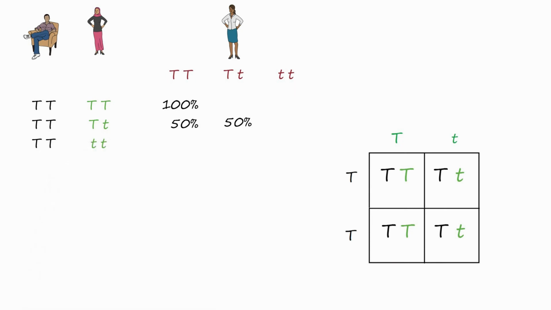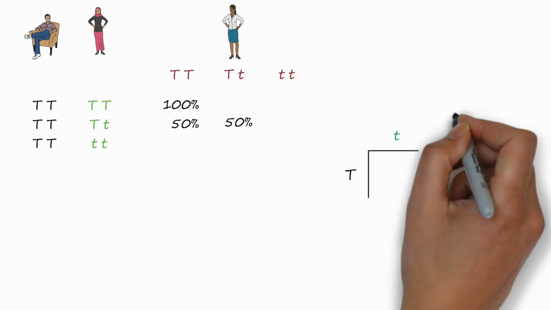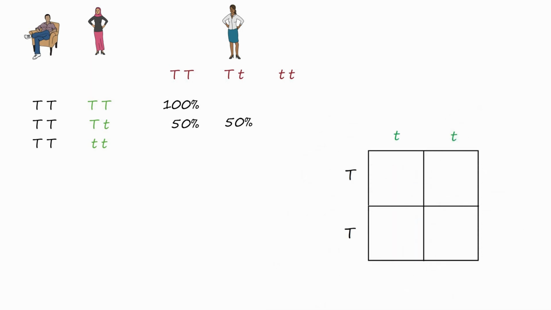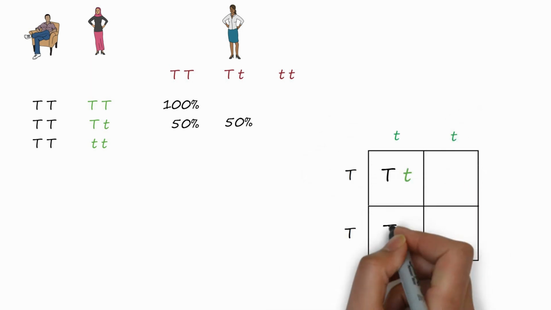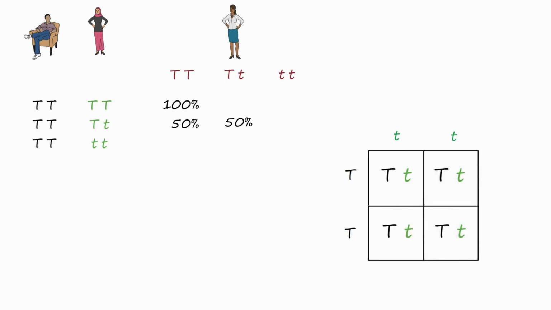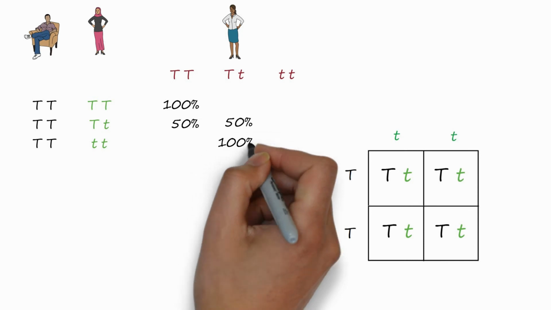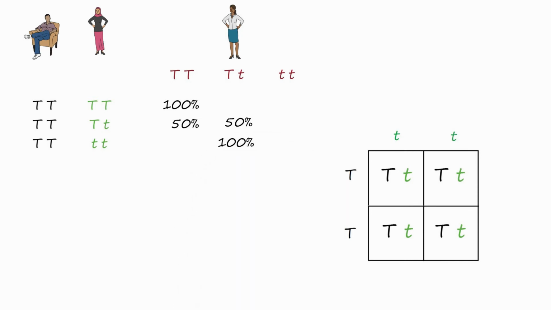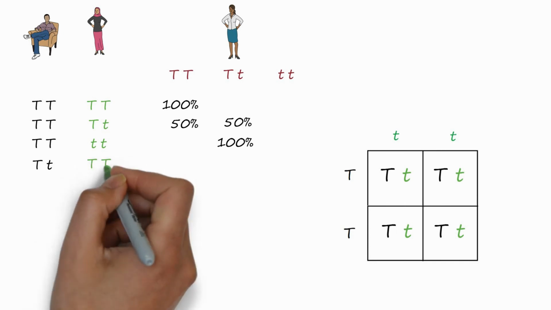Well, what if the dad has 2 dominant genes and the mom has 2 recessive genes? Let's set up that table. Here, the child is going to get the dominant gene from the dad, the recessive gene from the mom, but always show through the dominant gene trait. But there's 100% chance that the child will have 1 of each kind of gene.